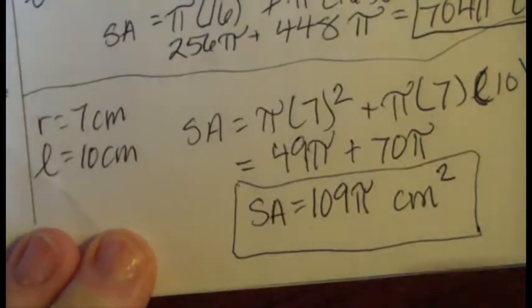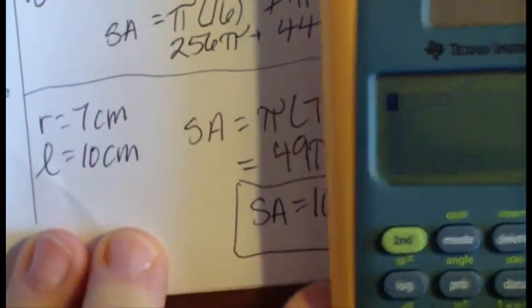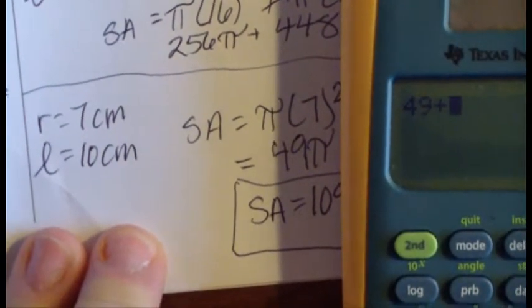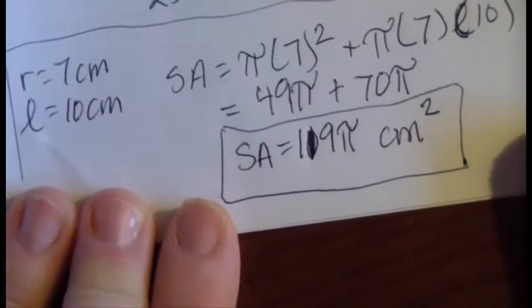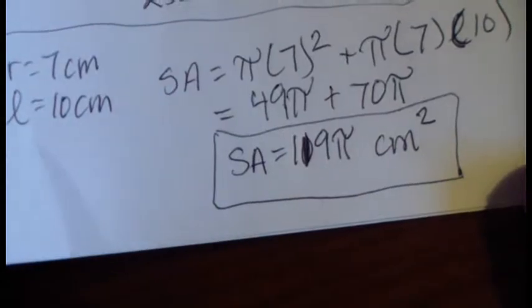Oh, sorry, is it 119? Let me make sure I did my math right. 49 plus 70. Yeah, it is 119. Excuse me, brain fart. 119. Sorry about that.